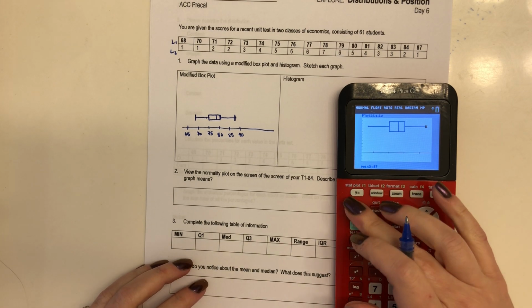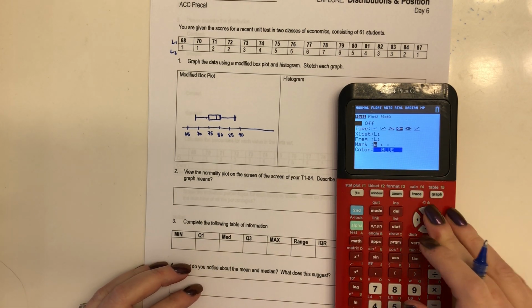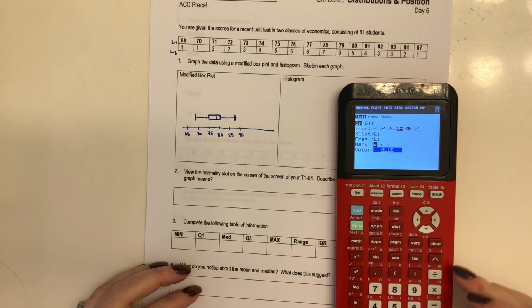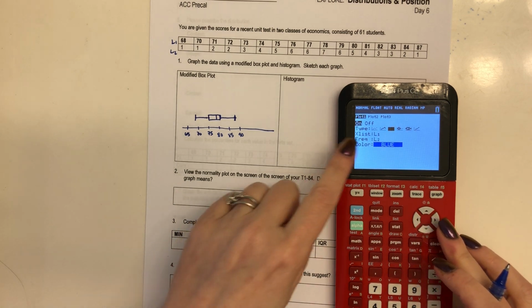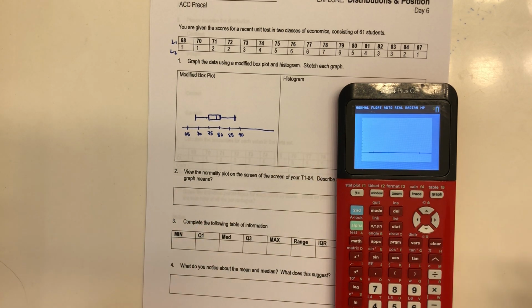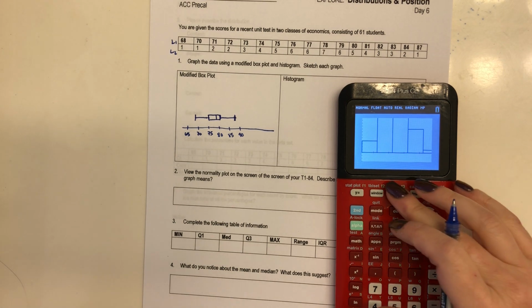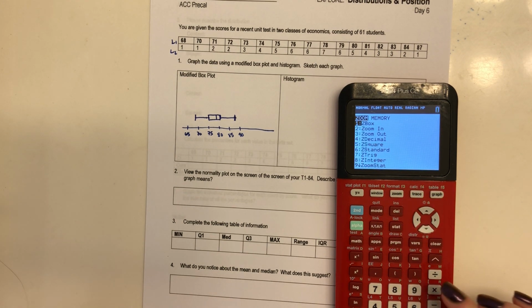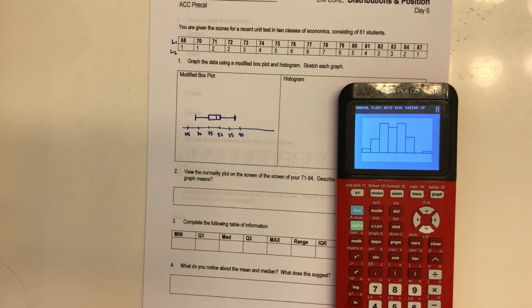Now it says make a histogram. So let's go in and let's change it to a histogram. Still leaving list 1 and list 2. And I'm going to hit graph. All right, that doesn't look right. So I'm going to go to zoom 9 and let's start there.